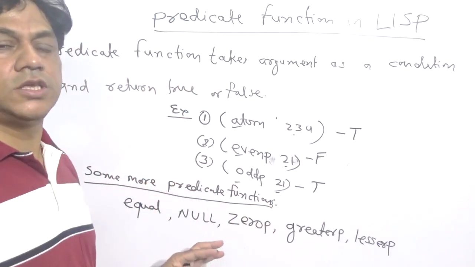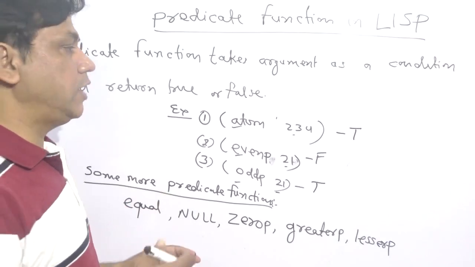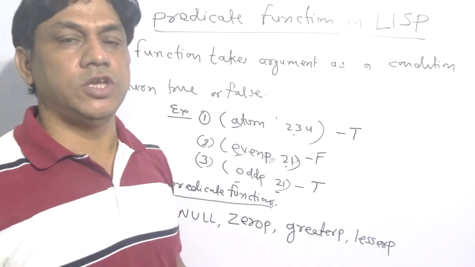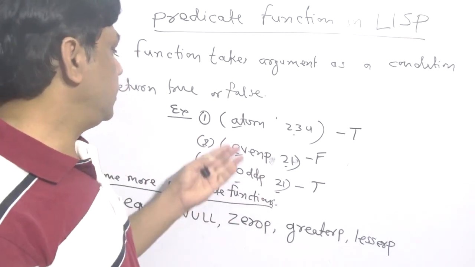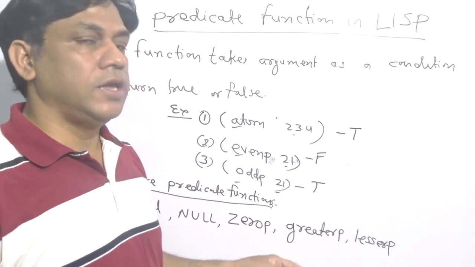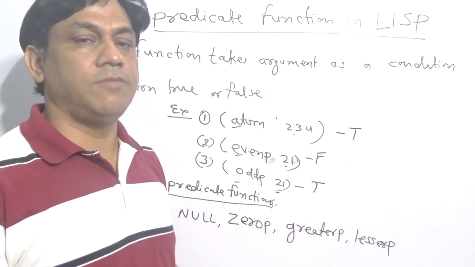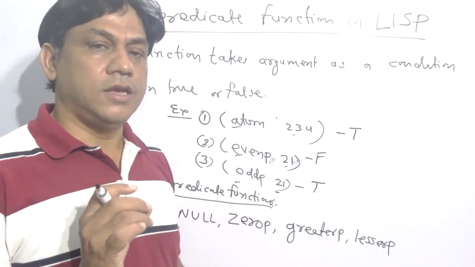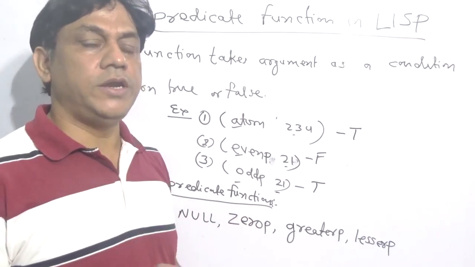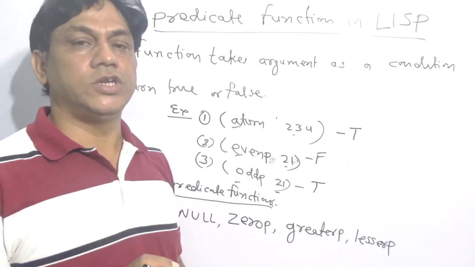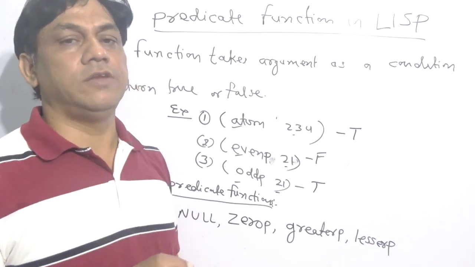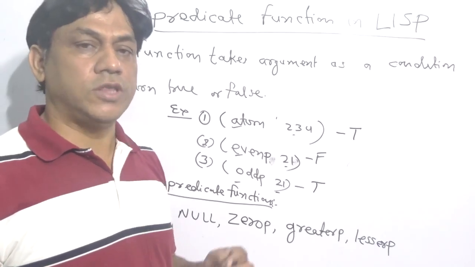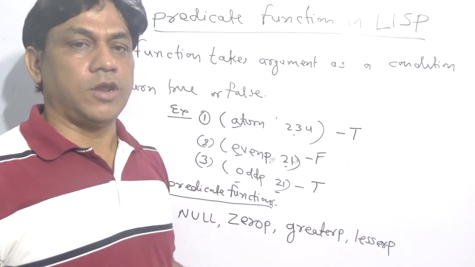There are so many functions that we will learn about when we do the programming. In this video I have given the basic idea of what a predicate function is, and I have written some examples. There are many predicate functions, but the overall concept is that we supply a value as an argument to the predicate function, and then the predicate function tells us whether the supplied value is true or false, so that we can use it in our programming.